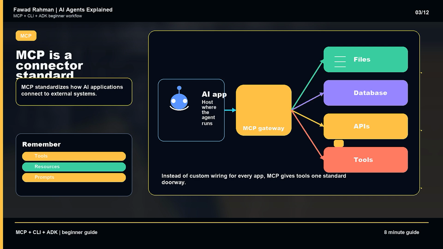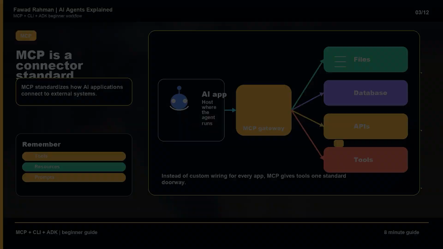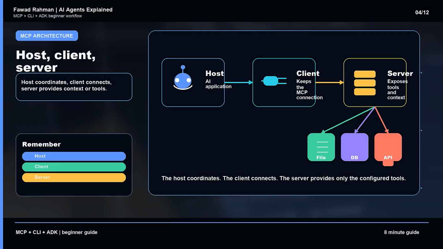That standard matters because the same server can become useful across different clients instead of being rebuilt for every single app. MCP has three main participants. The host is the AI application you are using, such as a coding assistant or desktop AI app. Inside that host, an MCP client maintains the connection. The MCP server is the program that exposes useful context or actions. For example, a file system server may list and read files. A database server may run safe queries. A design server may expose design assets. The user still needs permissions and review, because connecting tools also increases responsibility.